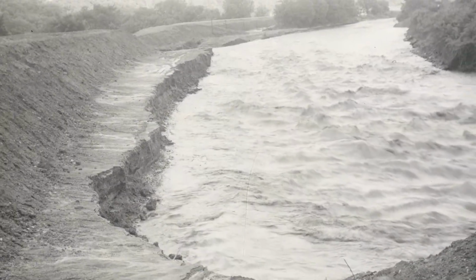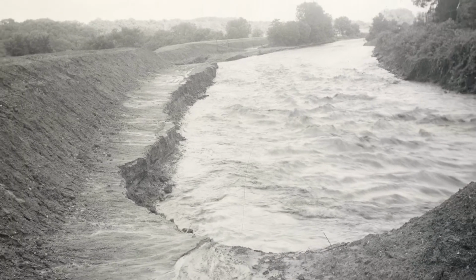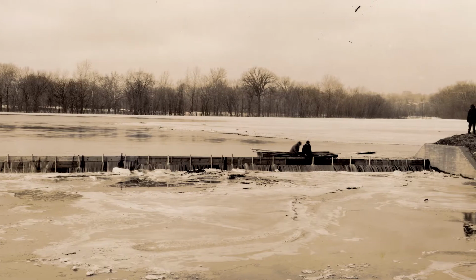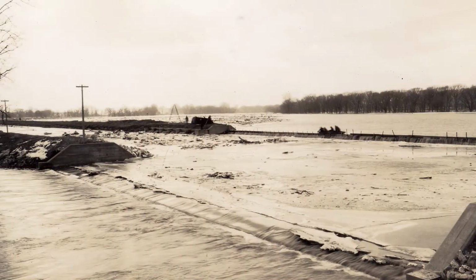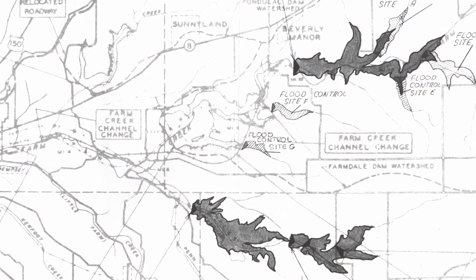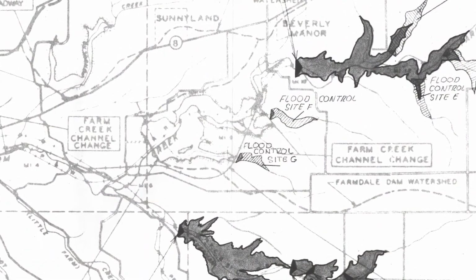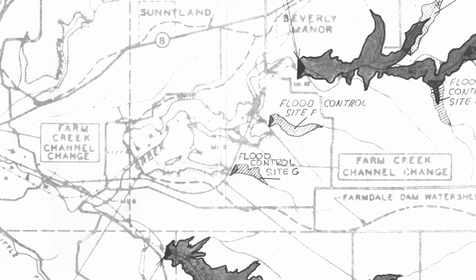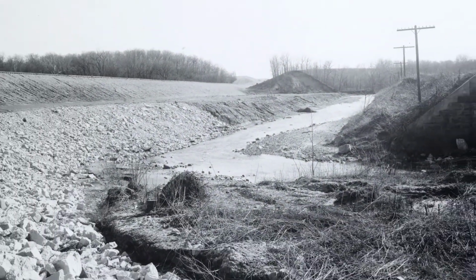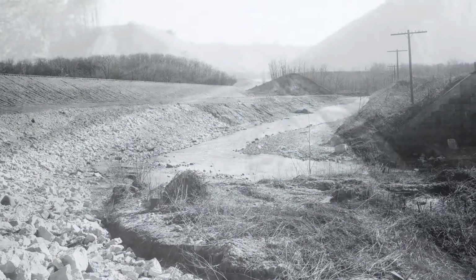After World War II ended, the district returned to civil works planning and construction and began to refocus on the flood control mission. That mission would result in the construction of 5 reservoirs, with the first project completed at Fond du Lac Reservoir in 1949, followed by the Farmdale Reservoir in 1951. Fond du Lac and Farmdale are part of the Farm Creek Flood Control Project in East Peoria, Illinois.